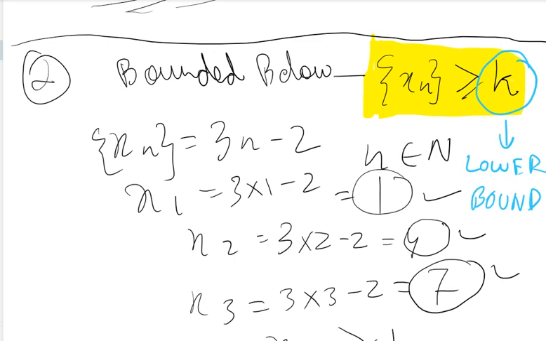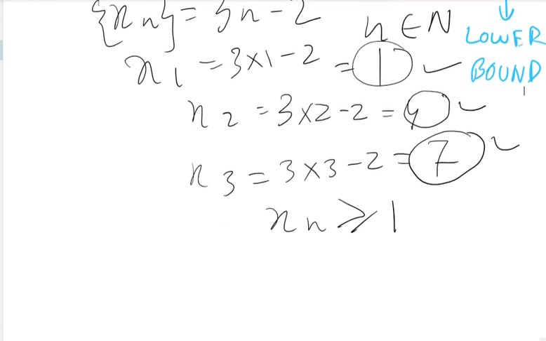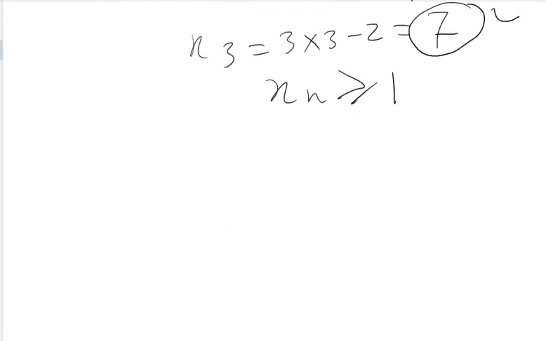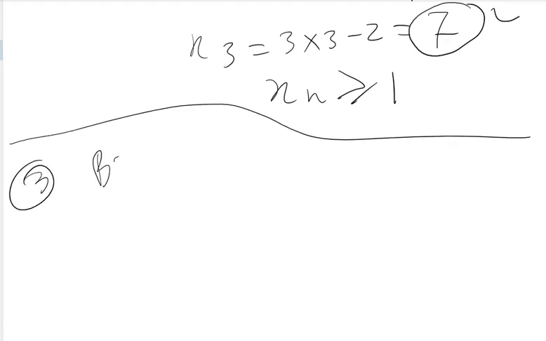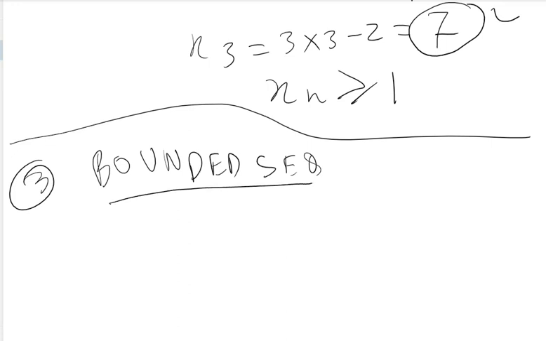This is the lower bound and that is an upper bound. So when a sequence has a lower bound and an upper bound, then that sequence is called a bounded sequence. So the next one will be a bounded sequence.